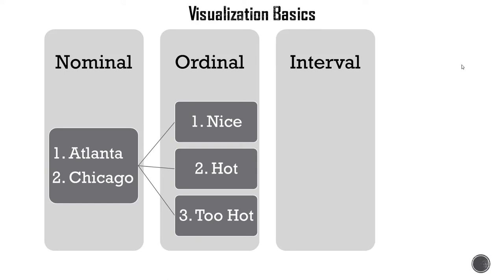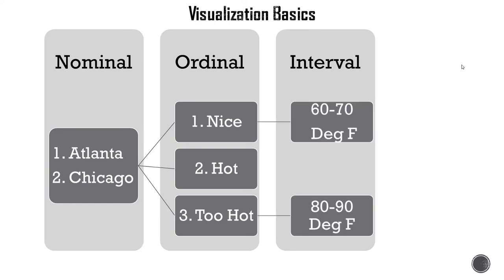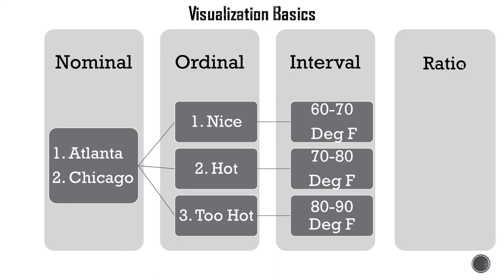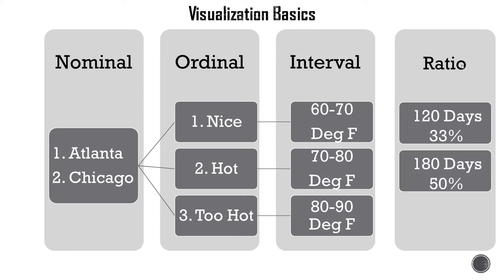Now let's look at the interval data. Interval can be temperature ranges, such as 60 to 70 degrees is just nice, 70 to 80 is hot, and 80 to 90 is extremely hot. And the ratio then allows you to compute percent values. In this case, if you take a 360-day calendar, you can compute the percentage of days with nice weather, which is 33% here, 50% for the hot, and 17% for extremely hot.